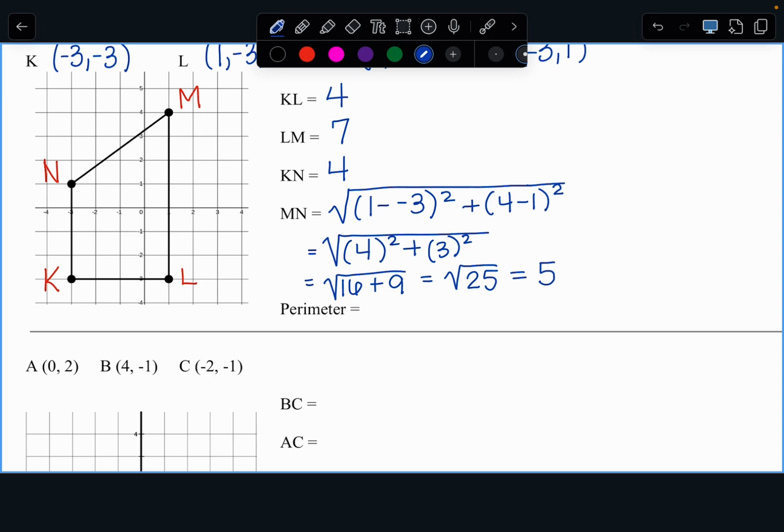To find perimeter, you are adding up all of the outsides. So 4 plus 7 plus 4 plus 5. This gives us 20 units.